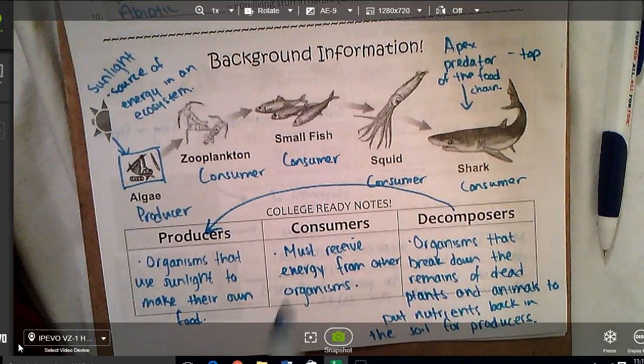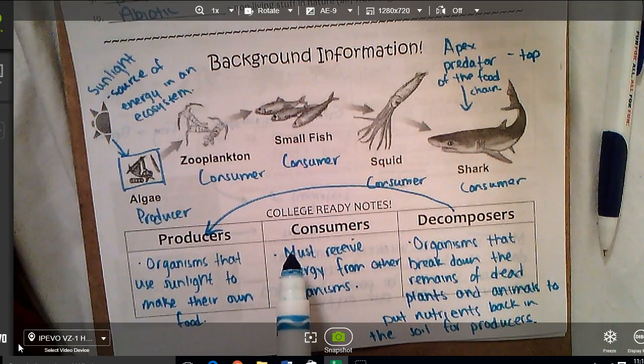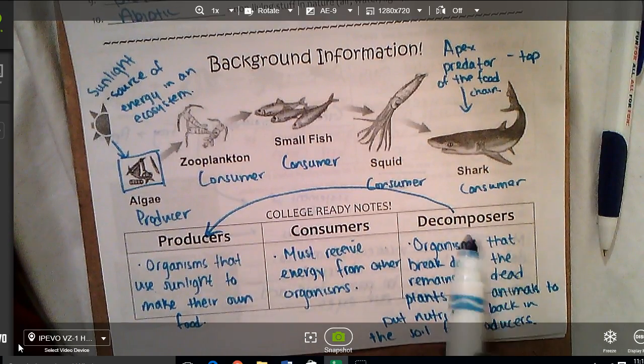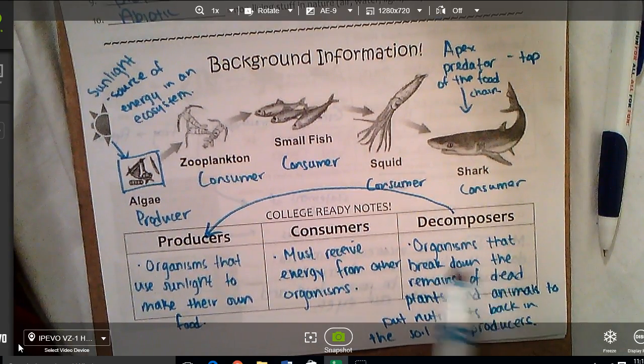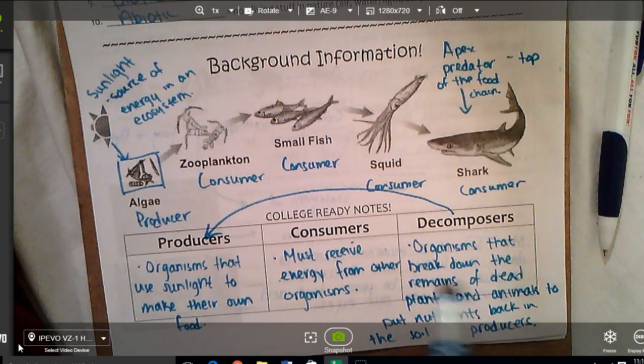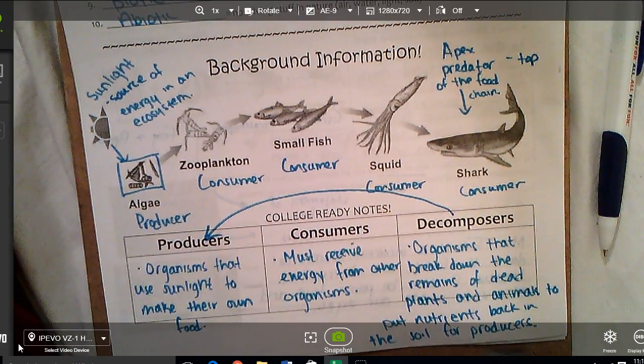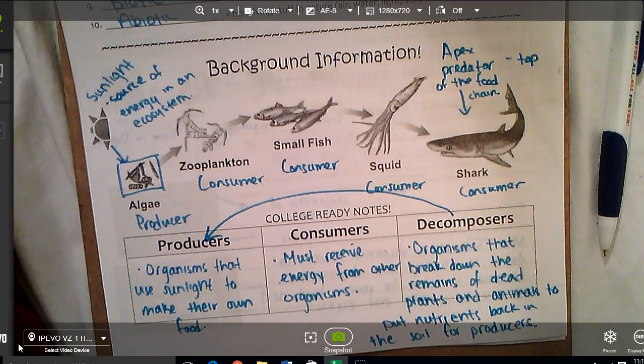All right, so again, producers, organisms that use sunlight to make their own food. Consumers, organisms that must receive energy from other organisms. Decomposers, organisms that break down the remains of dead plants and animals to put nutrients back in the soil for producers. So if we're looking at these three, which one are we?